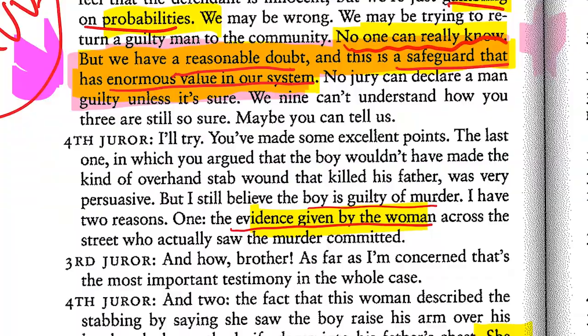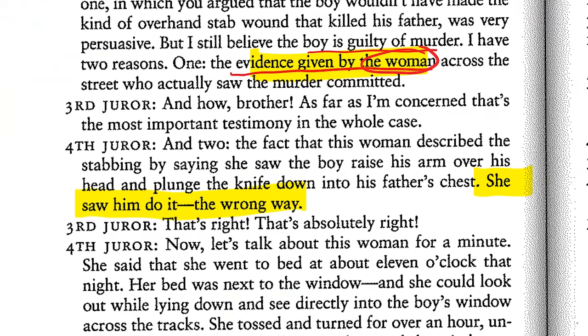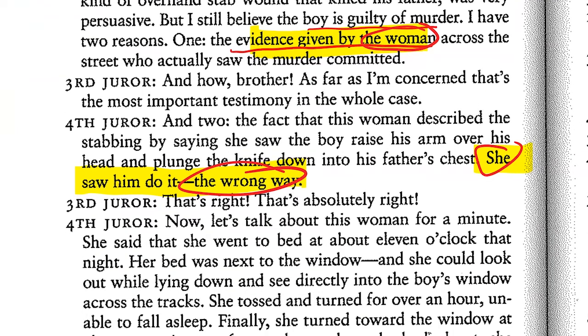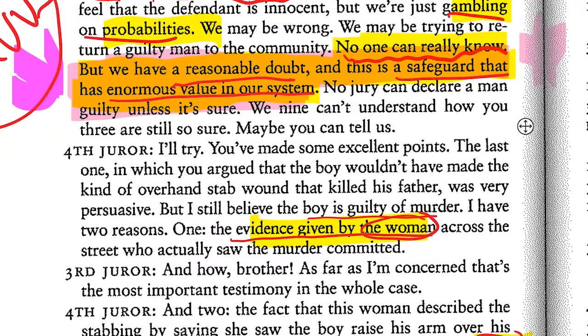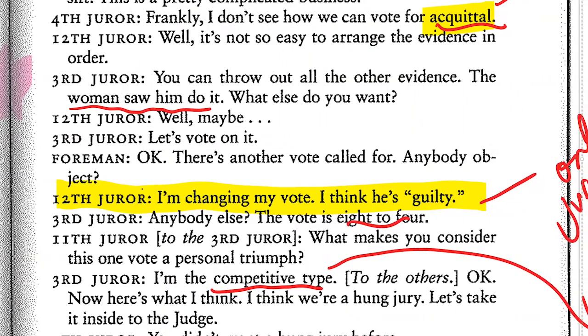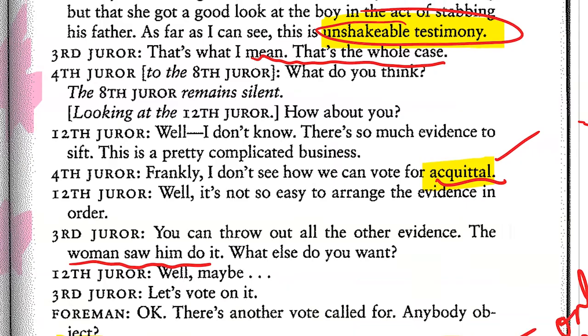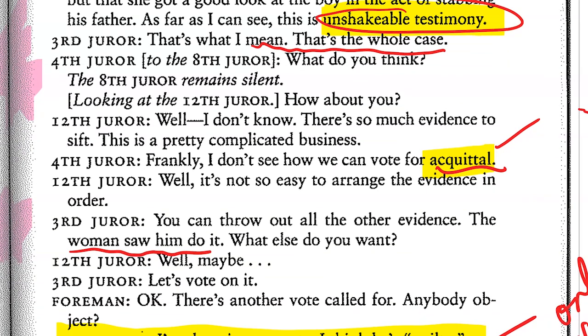And so juror 4 is still holding on because of the testimony of the woman who actually saw the crime. And she saw him do it the wrong way. And so she saw it through the passing L train. And so they say that's unshakable testimony. Someone actually saw the killing. And given that, the 4th juror says, I don't see how we can vote for acquittal.